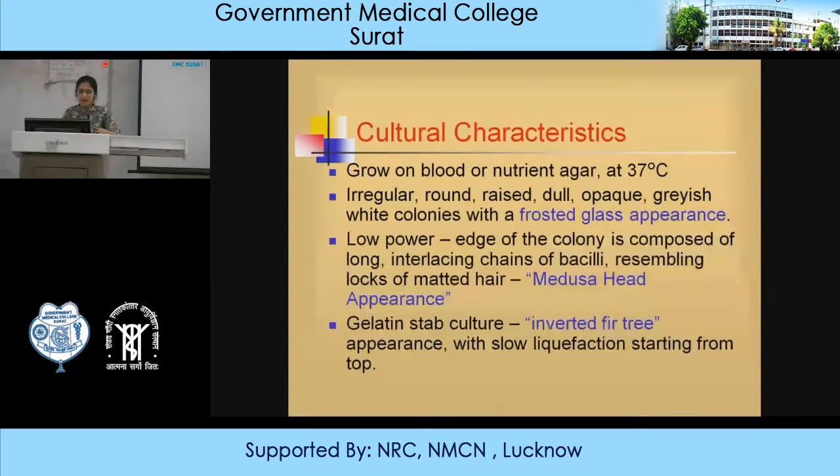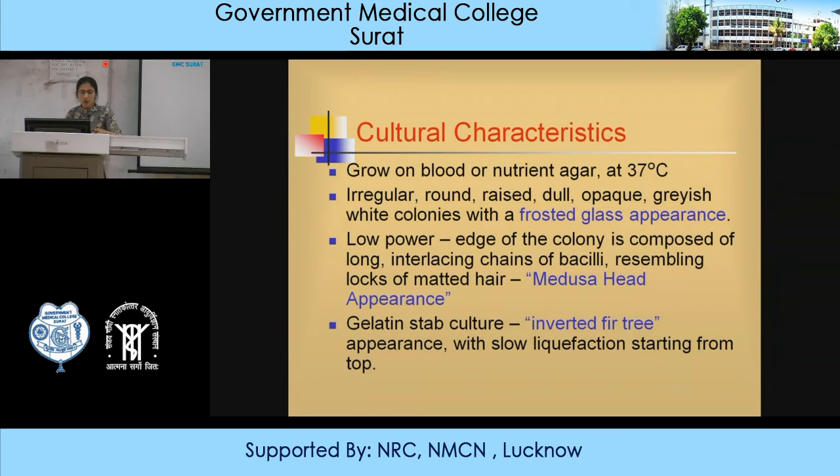Culture characteristics: they grow on blood or nutrient agar at 37 degrees Celsius. They produce irregular, round, raised, dull, opaque colonies, and this is known as a frosted glass appearance. Sometimes you can see there is some frost present on a glass window. So it is just like that type of colony which appears on nutrient agar.